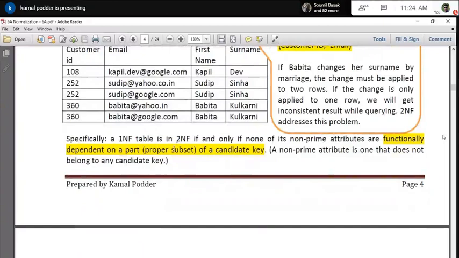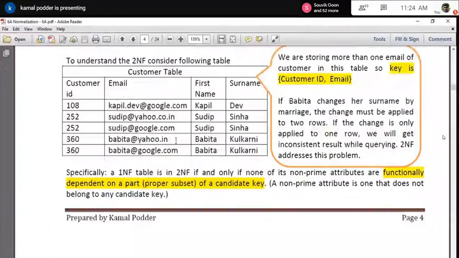Especially, a first normal form table is in second normal form if and only if none of its non-prime attributes are functionally dependent on a part of the candidate key. Why does this type of problem occur? Let's try to understand that. Suppose the primary key, these are the key attributes. Besides the key attributes, all other attributes are called non-prime attributes. These are the prime attributes and these are the non-prime attributes. Understand? Now you just see that.